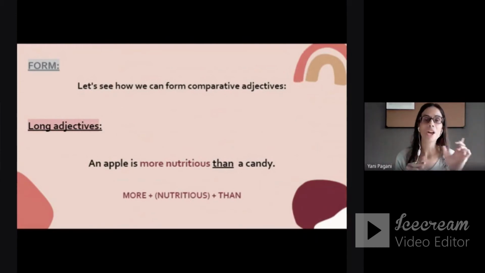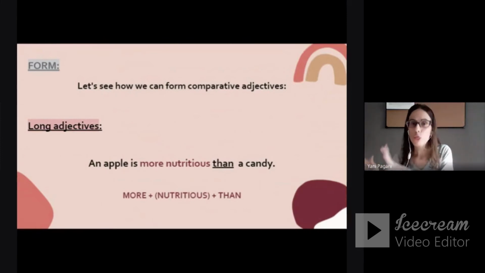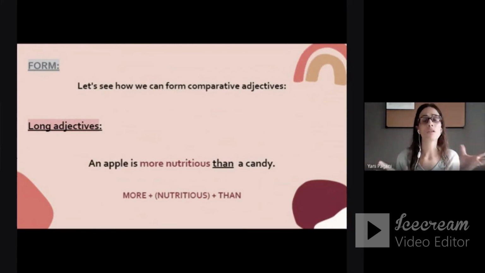Do you see? So I will say, an apple is more nutritious than a candy. So in the adjective, I don't say the ER. I just add the word more before. Okay?